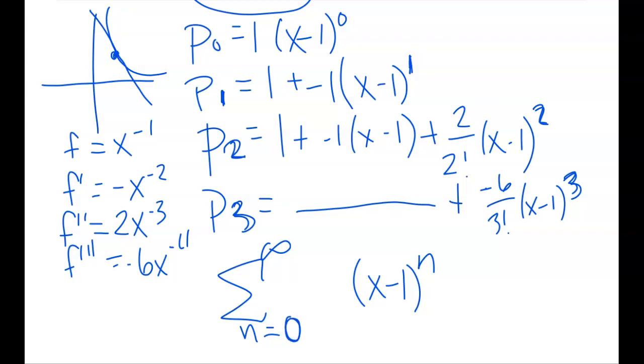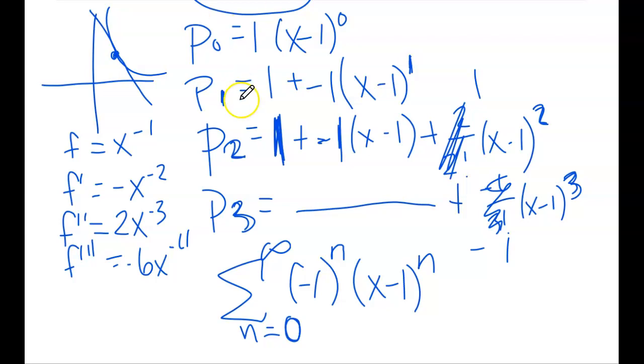And then it looks like I'm going to end up having an alternating piece, right? I have positive, negative. 2 over 2 factorial is 1. Negative 6 over 3 factorial is negative 1. So in order for this to be positive, negative, when I plug in 0, I get 1. When I plug in 1, I get negative 1. Okay, so negative 1 to the n. And then I think that's going to be it, right? That's going to be it.